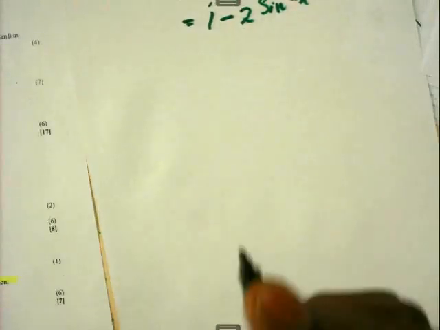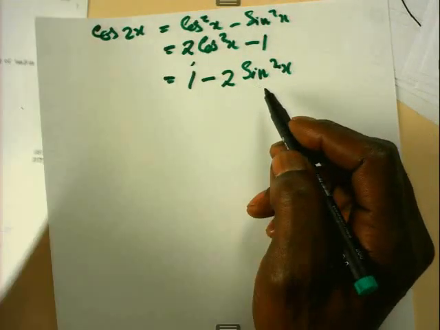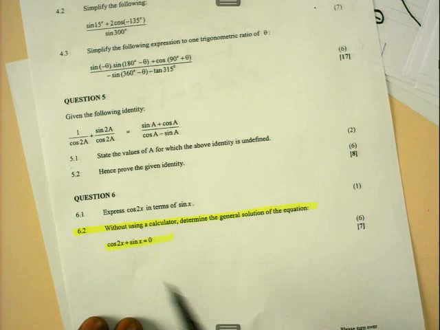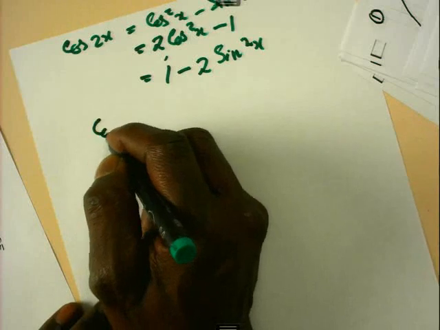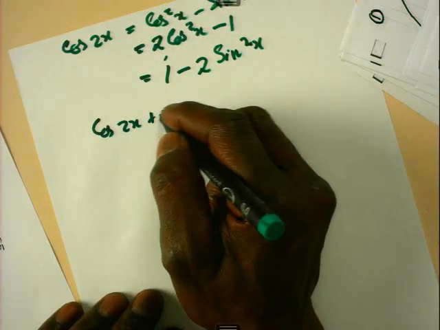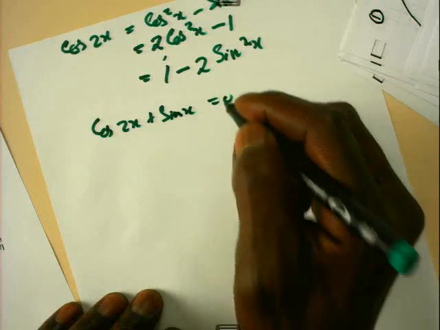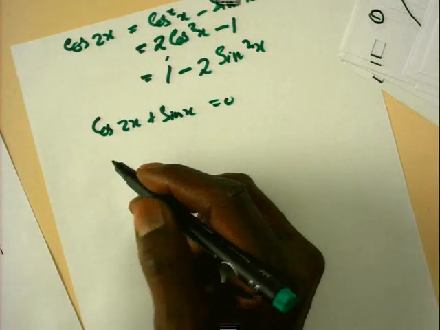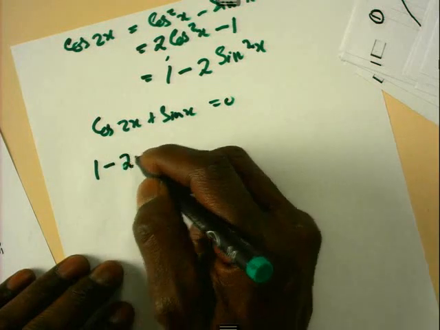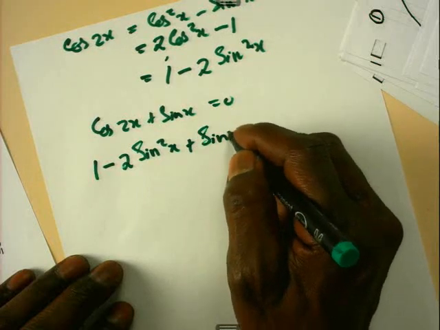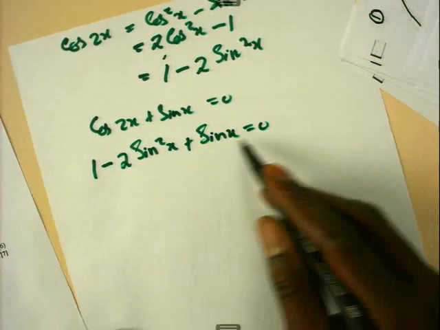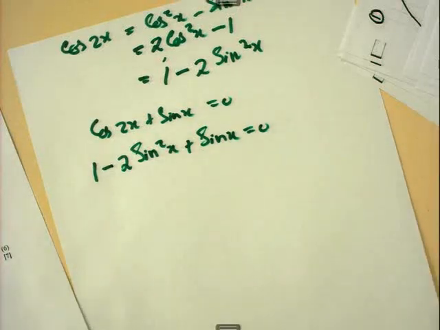Now, it seems to me 1 minus 2 sine squared x will produce the same ratio here. Now, let's have that problem there. We have cos 2x plus sine x equal to 0. We rewrite cos 2x as 1 minus 2 sine squared x plus sine x equal to 0. So everything has been expressed in terms of sine here. We can now make progress.